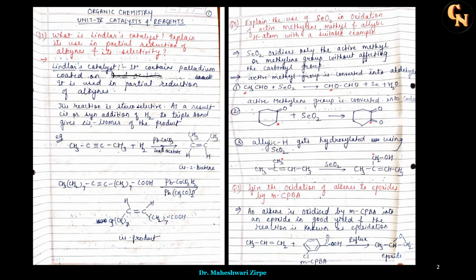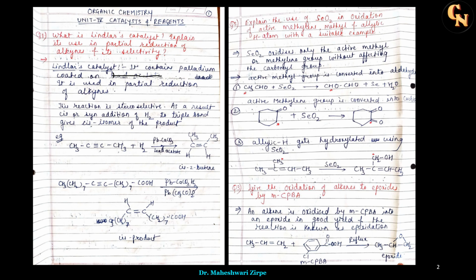Explain the use of SeO2, that is selenium dioxide, in oxidation of active methylene, that is methyl, and allylic hydrogen atom with a suitable example. So basically selenium dioxide is used for oxidation, and it can oxidize only the active methylene or methyl groups without affecting the carbonyl group. So let us see the example.